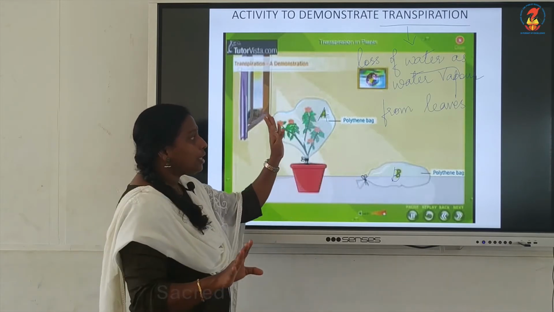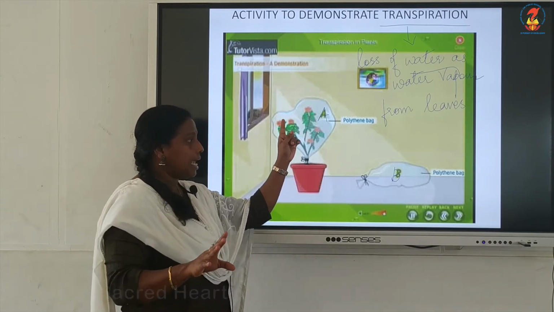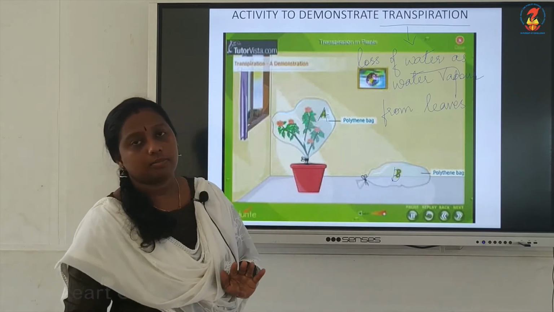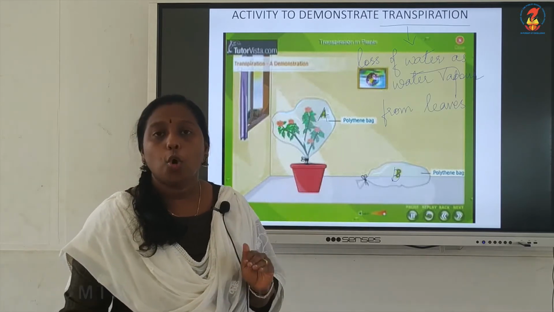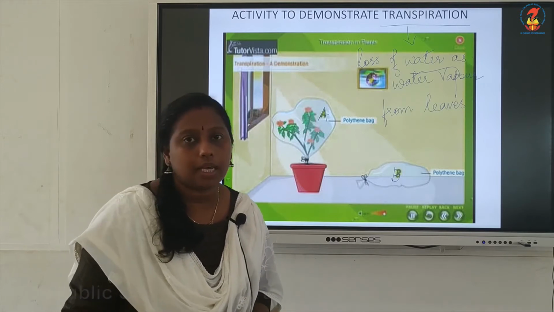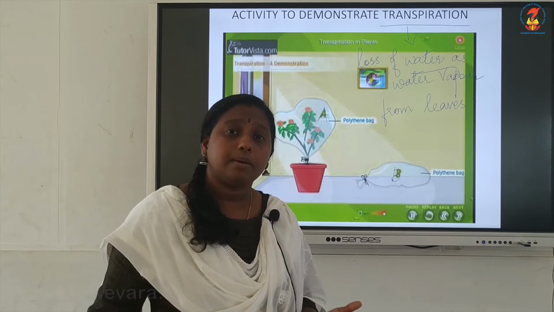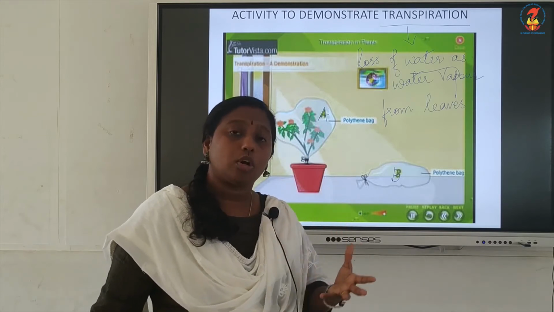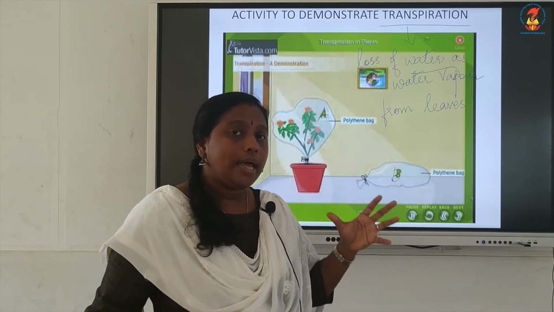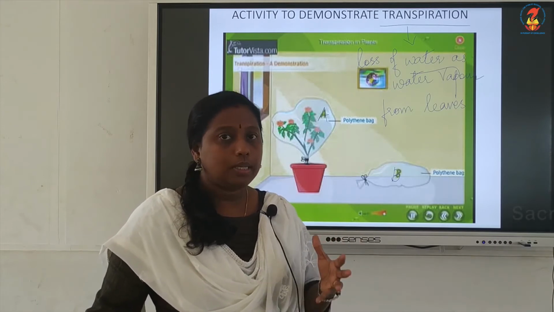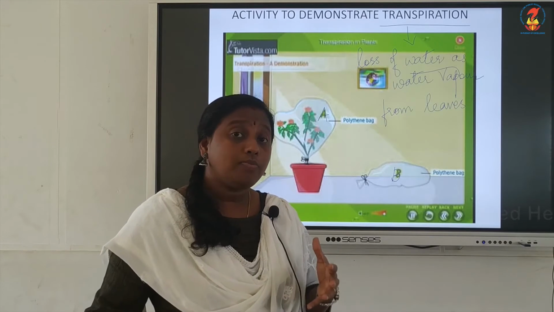Now, you keep both this A and B experimental setup under sunlight. Keep it for some time. You observe what happens after some time. Now, what happens after some time? Normally, just think what will happen. You just think, when the plant gets sunlight, what will the plant do?